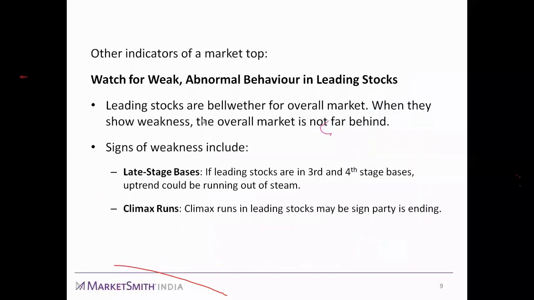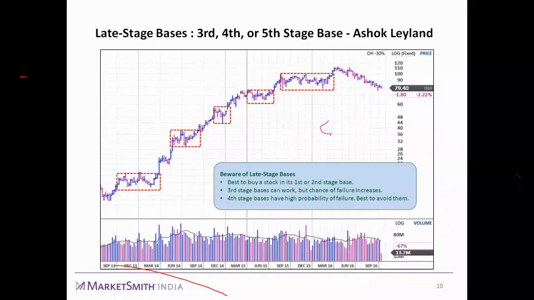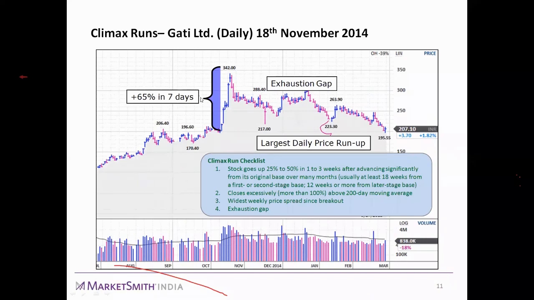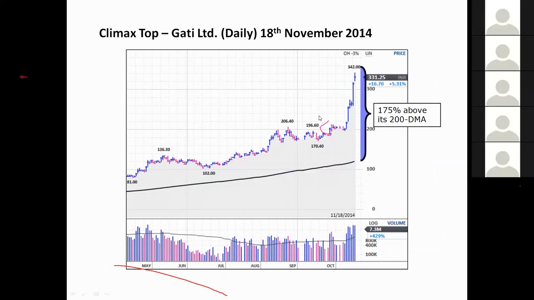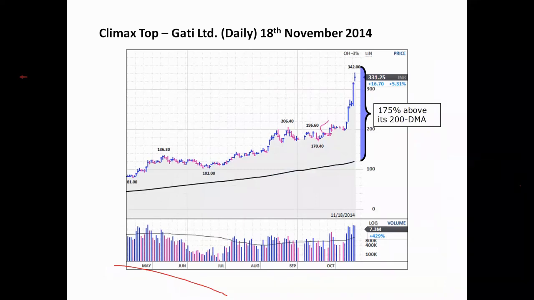Let me take you back to the signs of weakness. The first one is late stage bases and the second one is climax run. These are the late stage bases, fourth and fifth, and the climax top. This is an example of a climax top. The stock is topping out. The daily price run up will be 25 to 50% in just a few days. Here it was 65% in 7 days. The stock will trade more than 100% above its 200-day moving average, which is again a crazy and abnormal condition, because that kind of rally is highly indicative of a topping out.